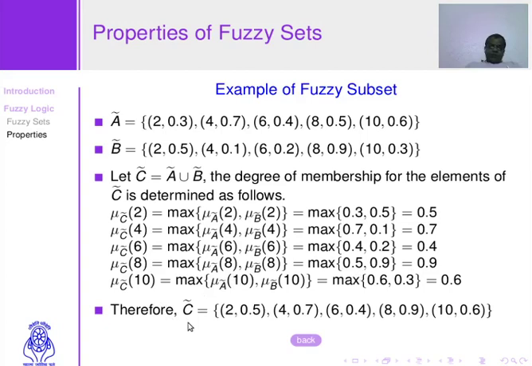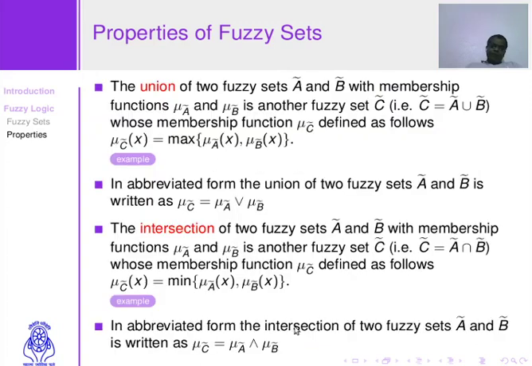Therefore we can write the fuzzy set C as follows. Element 2 having a degree of membership 0.5. Element 4 with degree of membership 0.7. Element 6 with degree of membership 0.4. Element 8 with degree of membership 0.9. Element 10 with degree of membership 0.6.